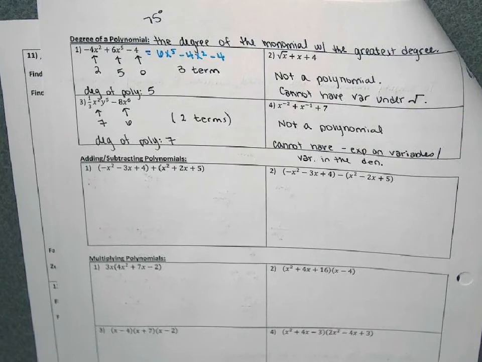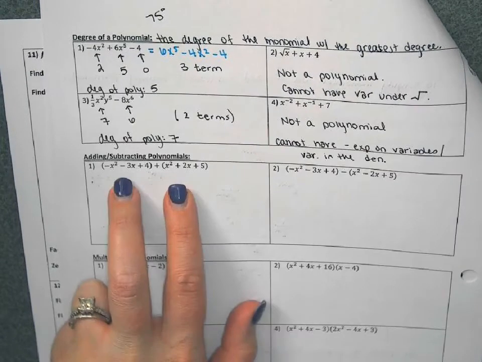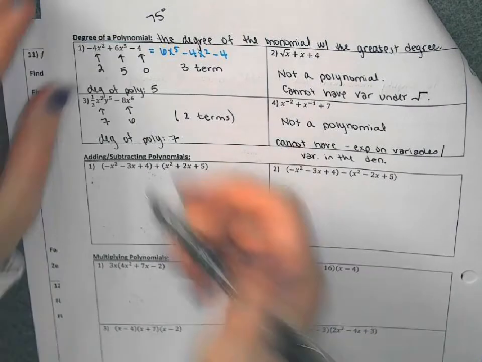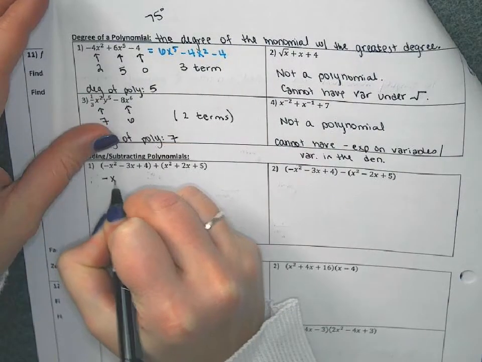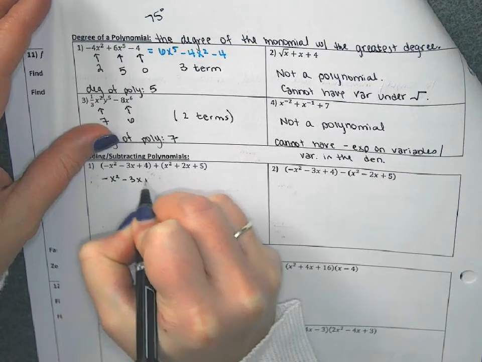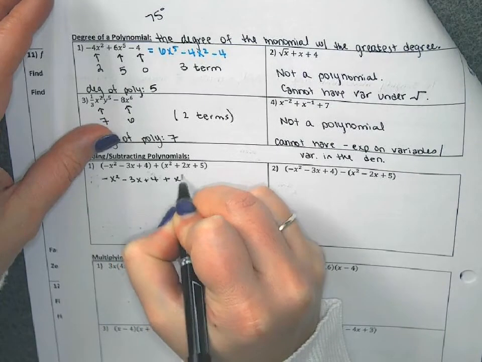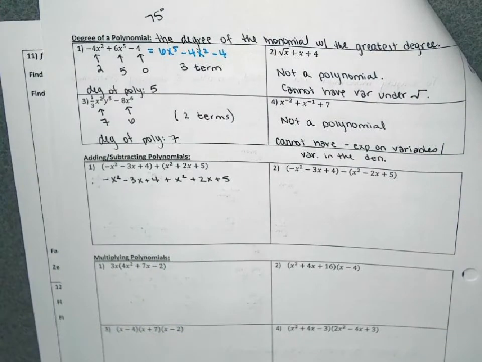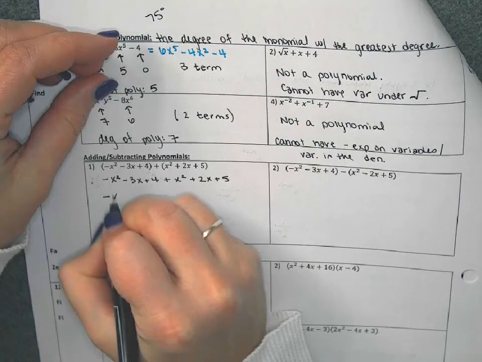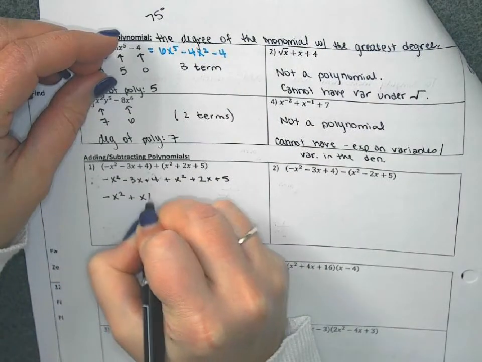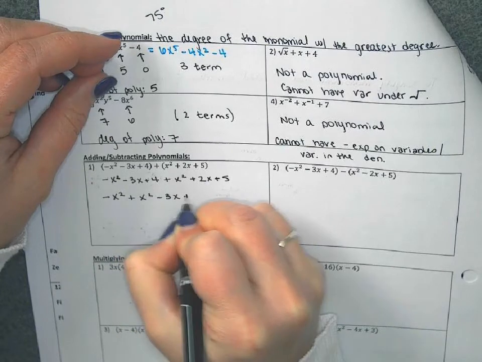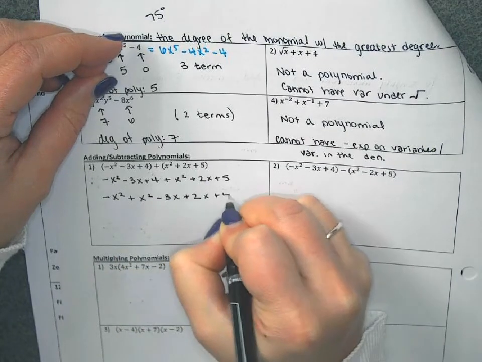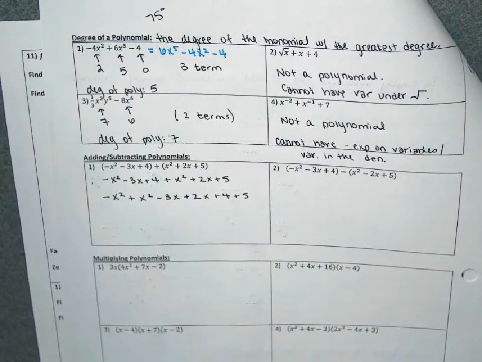All right, adding and subtracting polynomials. Now this goes back. You guys know how to do this. If you're adding, all you need to do is remove the parentheses. So I'm going to rewrite this without parentheses. Negative x squared minus 3x plus 4 plus x squared plus 2x plus 5. If you really want to, when you're adding, order doesn't matter. We could rearrange the order and write negative x squared plus x squared minus 3x plus 2x plus 4 plus 5.